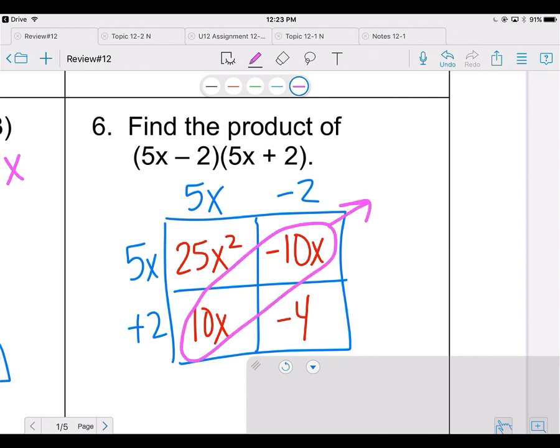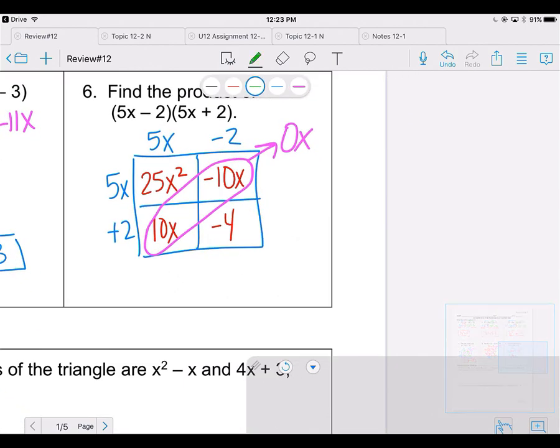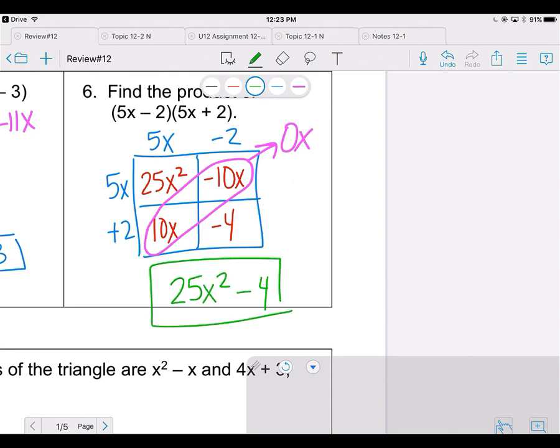Combine my x's, or my like terms. Negative 10 plus 10 cancels, so I have 0 x's, meaning I do not have to write them in my answer. So I have 25x squared and a minus 4 and 0 x's.